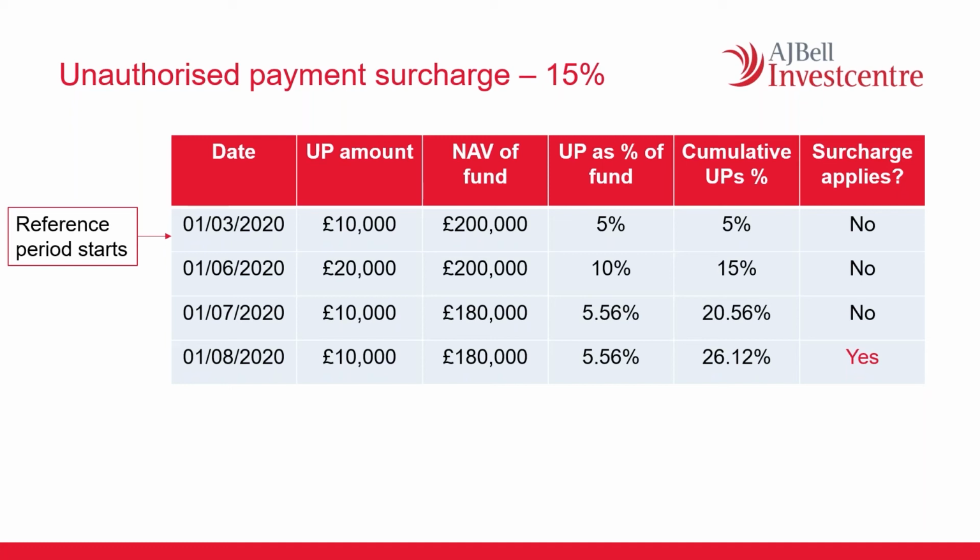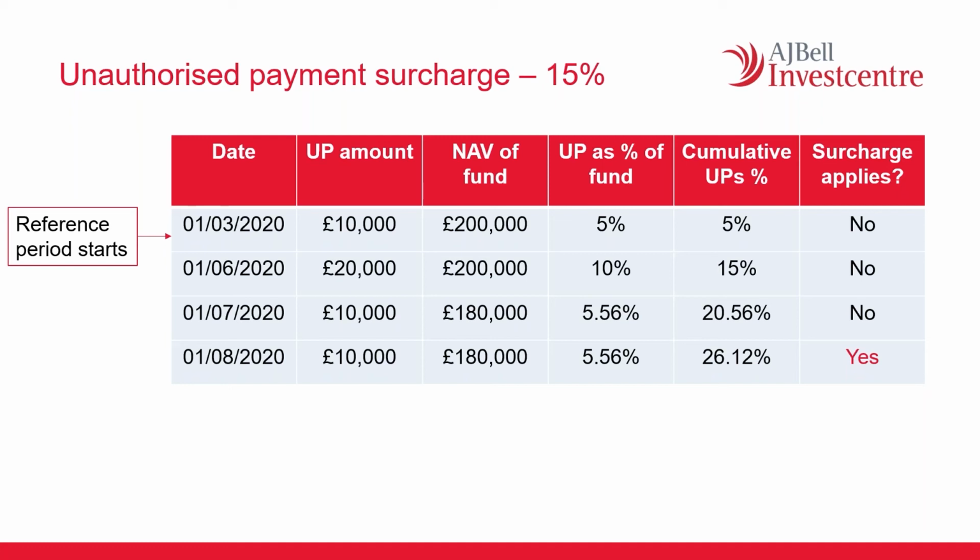We've still not hit the surcharge, but then on the 1st of August, we have another payment, £10,000. Fund value is still £180,000, so we have another 5.56% at that point in time used as an unauthorised payment. We then add up the cumulative amount of the unauthorised payments and we get 26.12%. So we've breached the 25% limit.